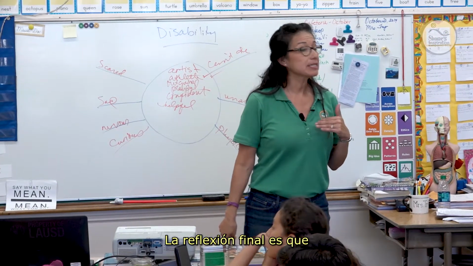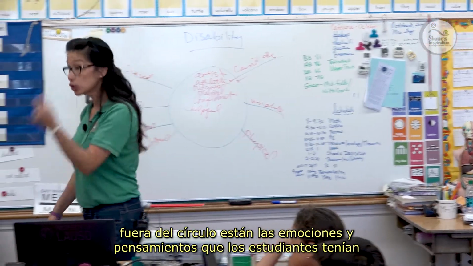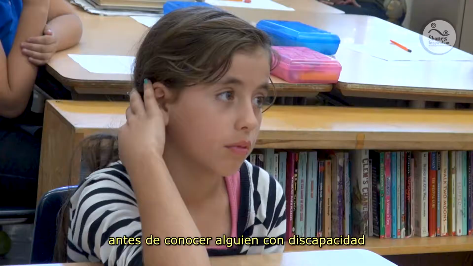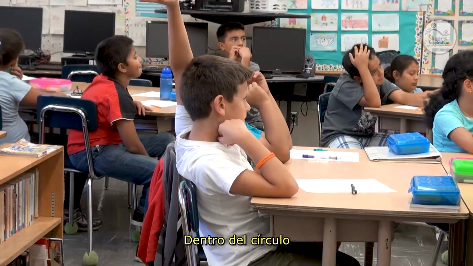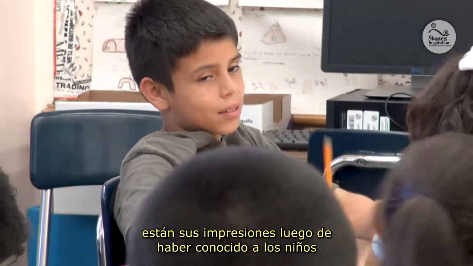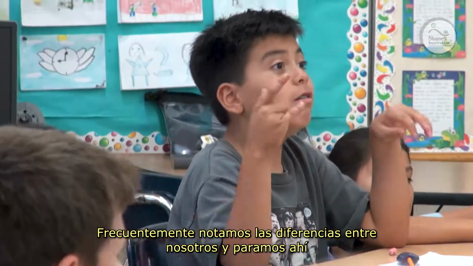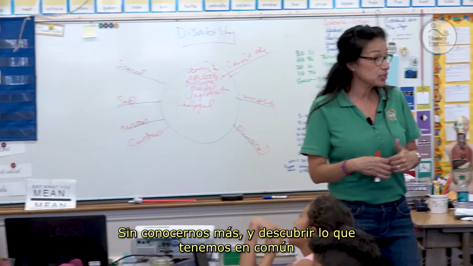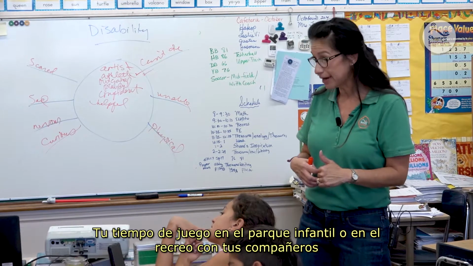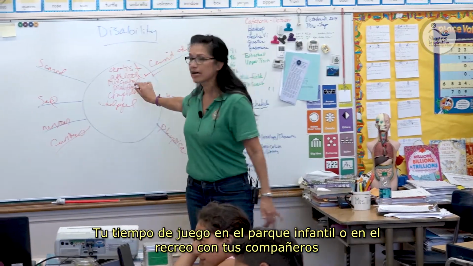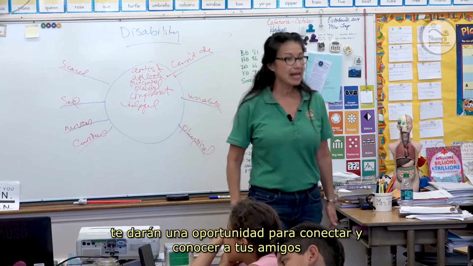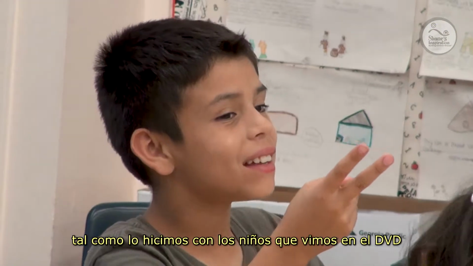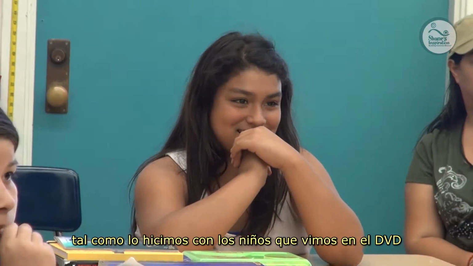The closing reflection is, outside the circle were the students' feelings and thoughts about disabilities before they met someone with a disability. Inside the circle are their impressions after meeting the kids. Often we notice differences between us and stop there, without getting to know each other and discover what we have in common. Your time on the playground or at recess with your buddies will give you the chance to connect and really get to know your buddies for who they are on the inside, just like we got to know the kids on the DVD.